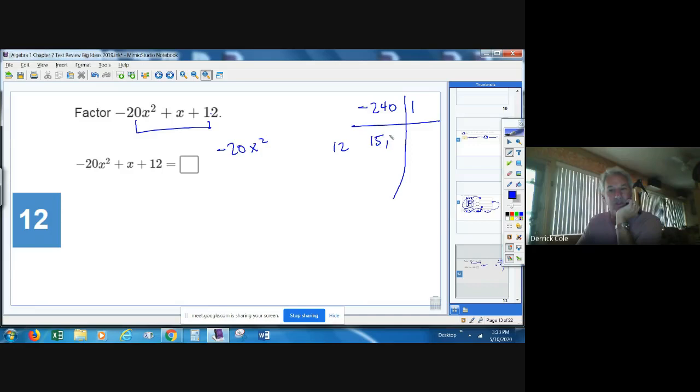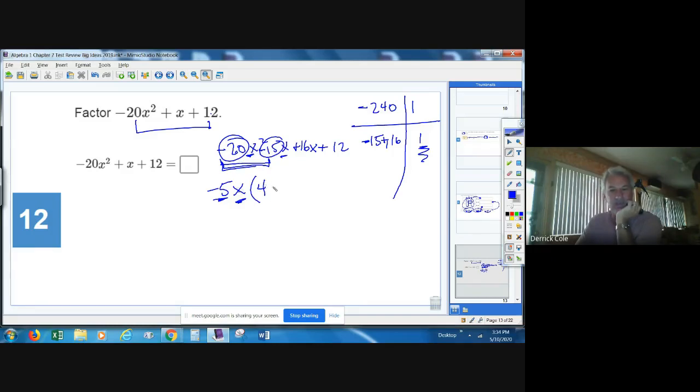So I got 15 and 16. All right. And I need this one to be positive and this one negative so that I get this to be positive. So minus 15x plus 16x plus 12. So now here, what's common? A negative. So I'm going to take out negative 5x, all right? Negative 20, negative 15, negative 5. X squared and x, x. So now what times negative 5 gives me negative 20? That would be 4.